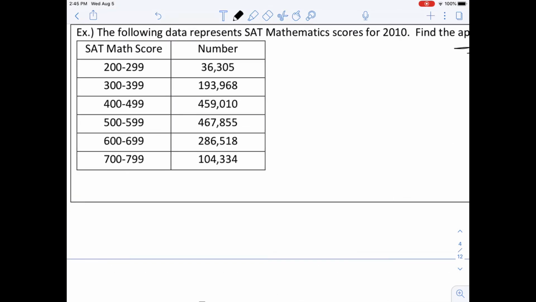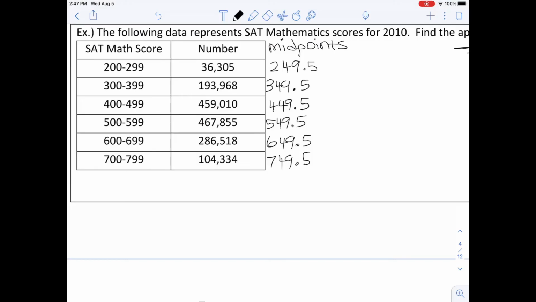So since we are dealing with grouped data, the first thing that we need to calculate is our midpoints. And so midpoints are going to be calculated by adding your lower bound and your upper bound together and then dividing by 2. So for the first one, you should get 249.5. So take a second to calculate the rest of these. So we should arrive at the same midpoints that I have listed on here.